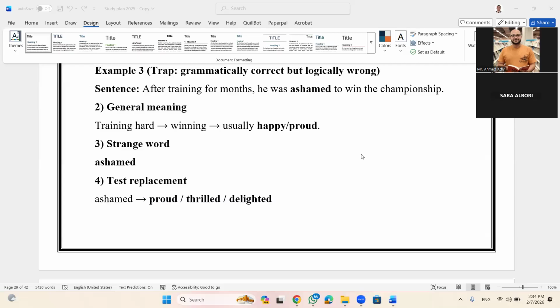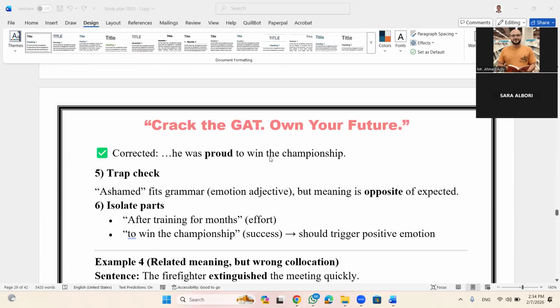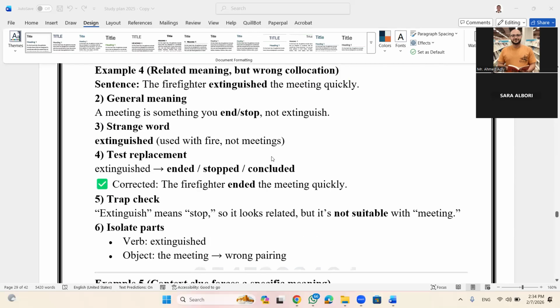After months, he was proud. He was happy. He was lucky. And the word here is an adjective. Let's look at the next example.